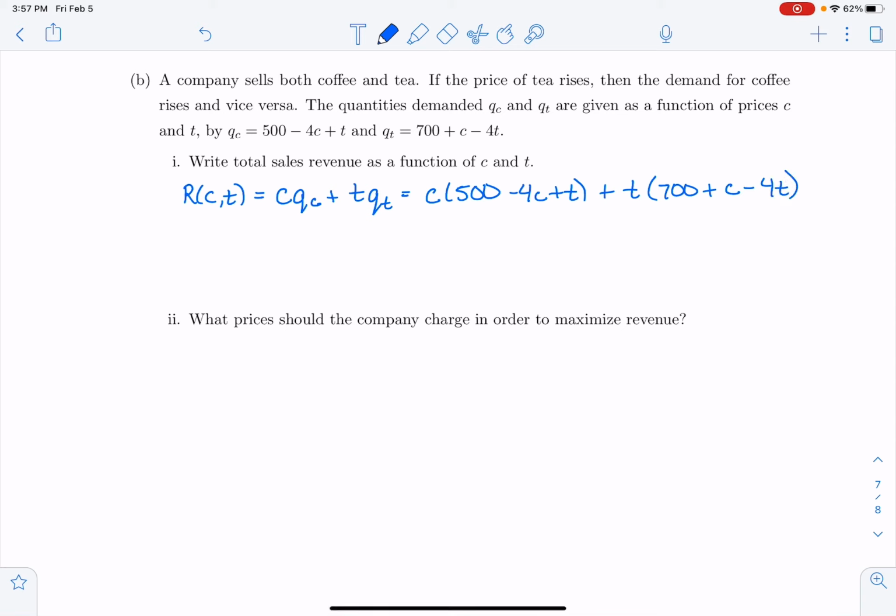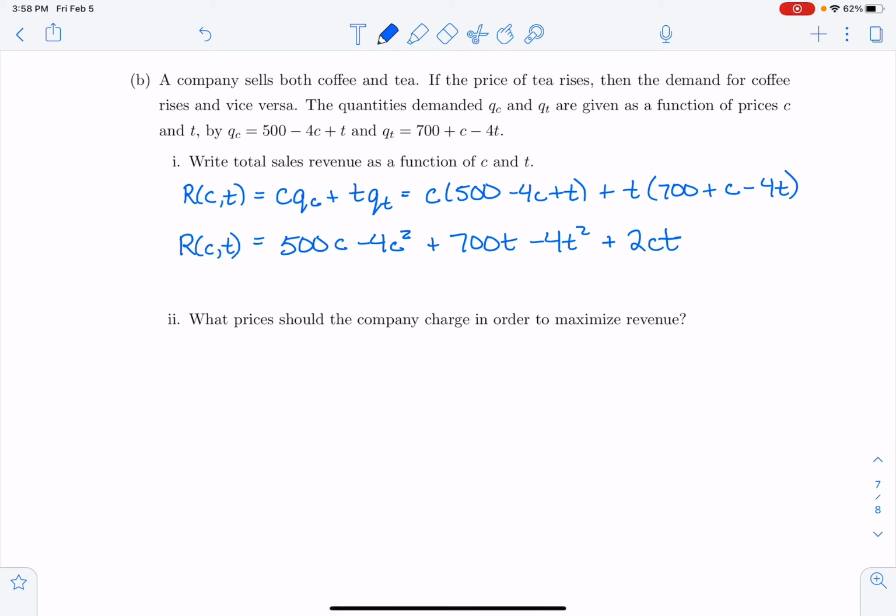So what is the revenue as a function of the price of coffee, C, and the price of tea, T? Okay, that's going to be 500C minus 4C squared, plus CT. I'm going to save that one for later, plus 700T plus CT, minus 4T squared. And I had 2 CTs, so there was a 2CT there. So there's my revenue function as a function of C and T.